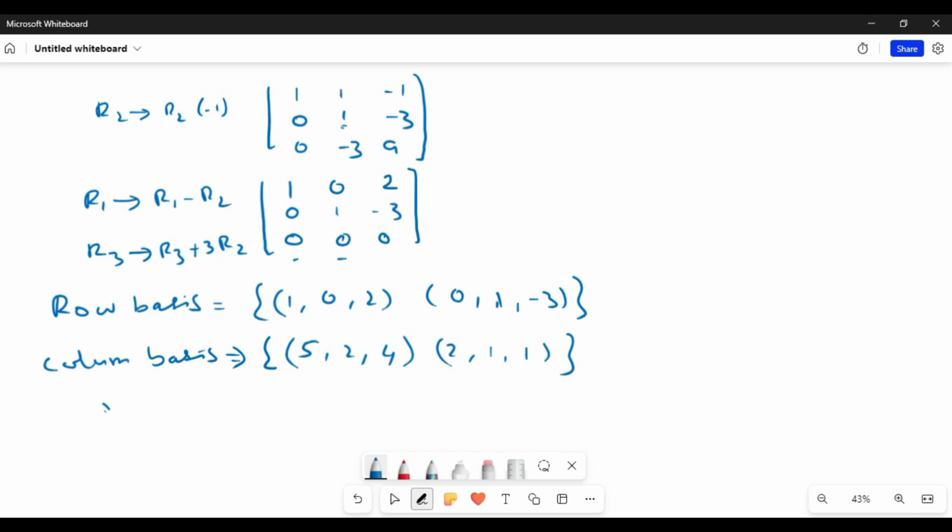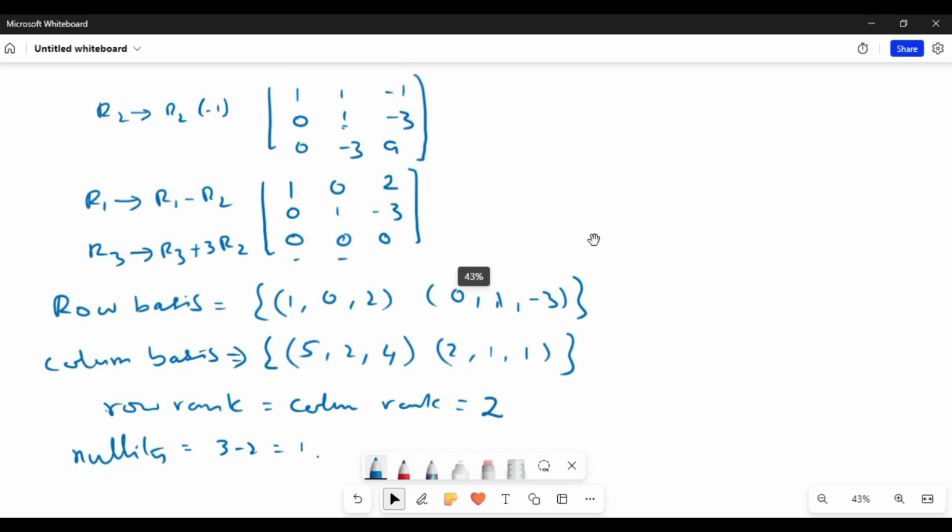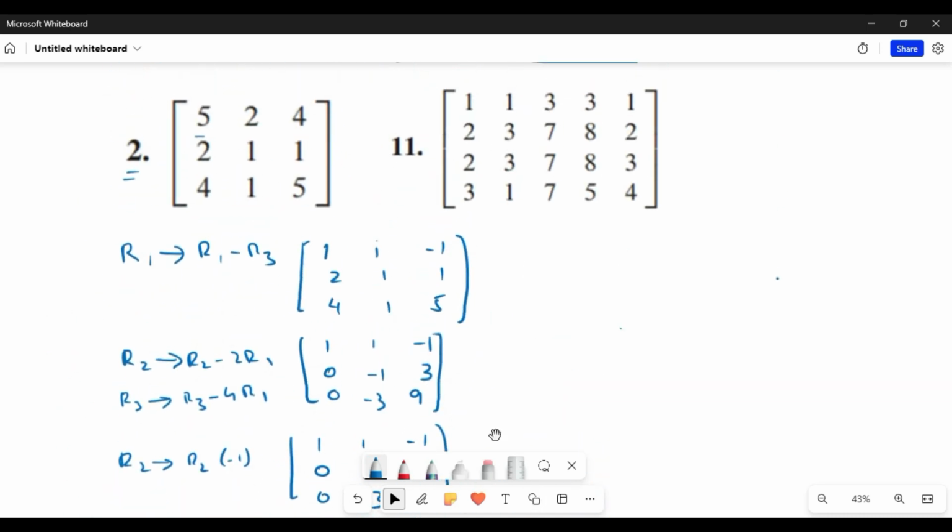We can write row rank and column rank, both are equal to 2, which is the rank of the matrix, and the total number of variables n is equal to 3. Therefore nullity will be 3 minus 2, the dimension of the null space, which can be the solution space if this is the coefficient matrix of a homogeneous system of equations, right?